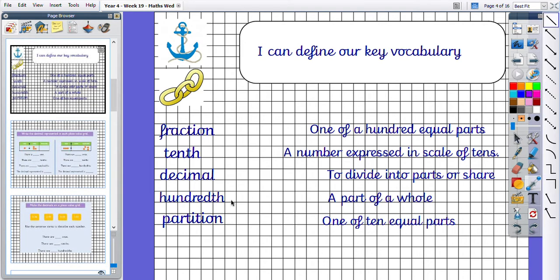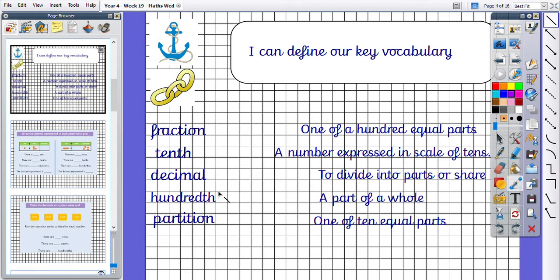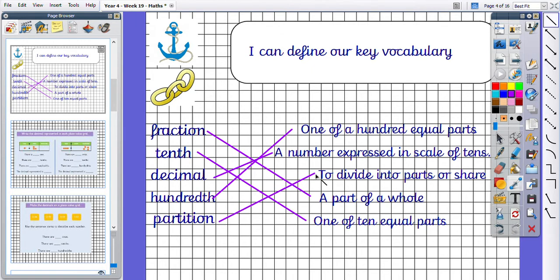Okay then, so a hundredth is one of 100 equal parts. A tenth is one of 10 equal parts. A fraction is a part of a whole. A decimal is a number expressed in scales of tens, and to partition is to divide into parts or share. Well done if you got those correct.